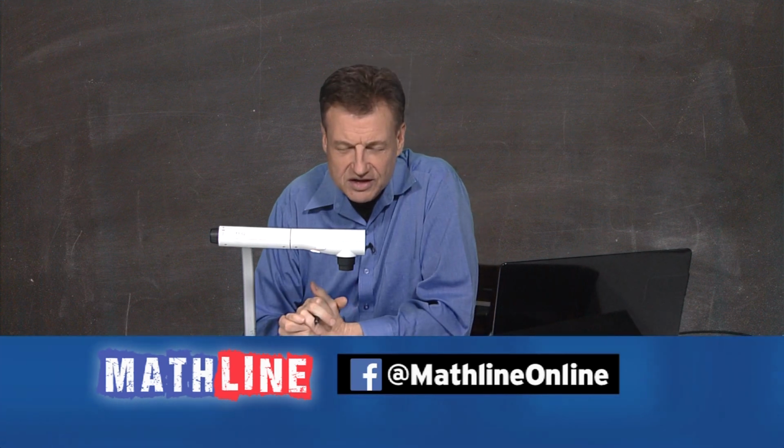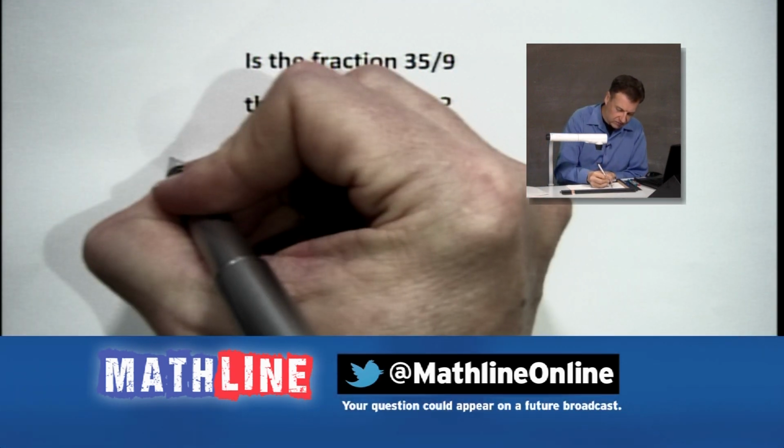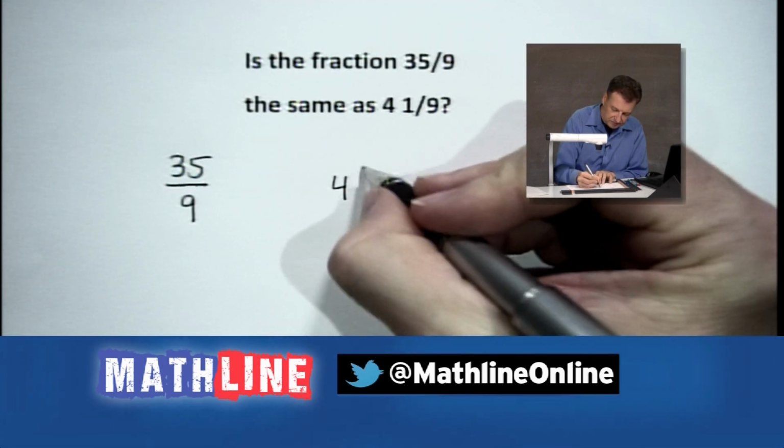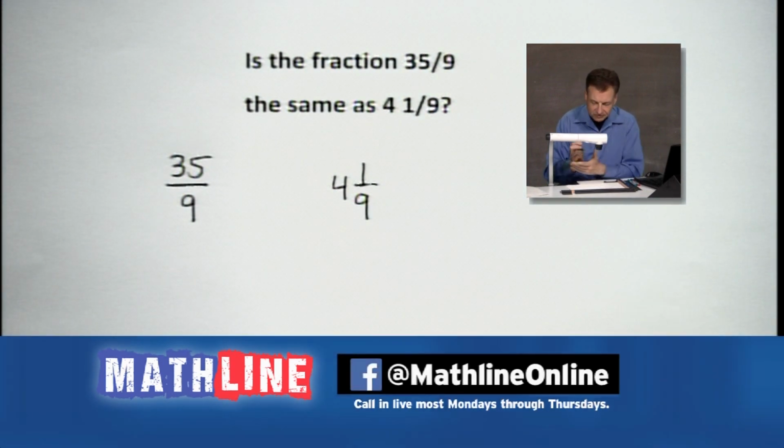Now, just to see how good we're doing here, let's take a look at this next question I've got for you. Is the fraction 35 ninths the same as 4 and 1/9? So here we go. A couple of ways we can do it, right? It's an open question, pretty straightforward. The question is, are these the same? Are they the same naming of a quantity?